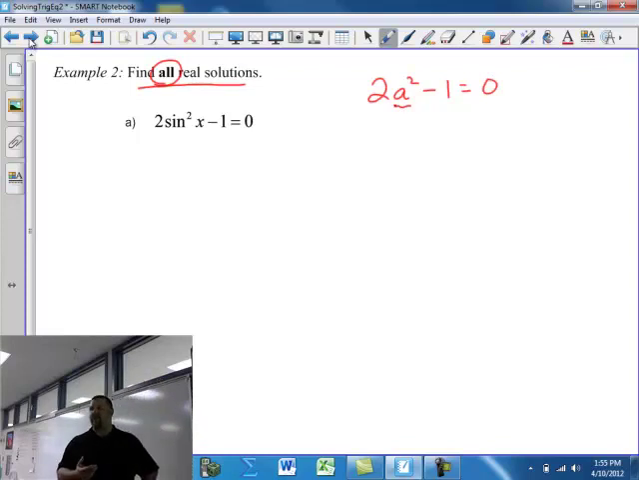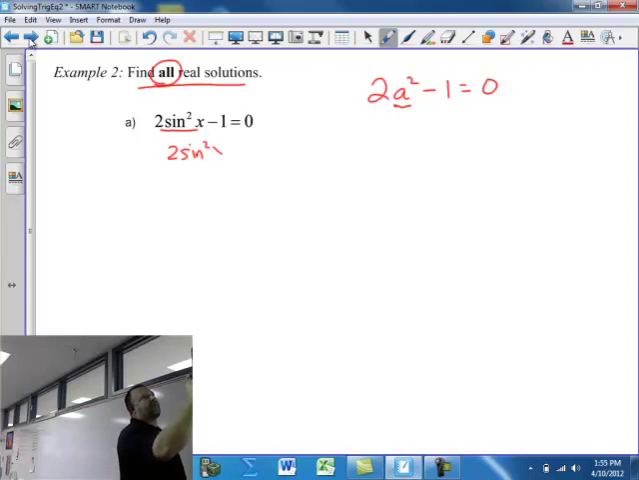I can. And then I take a square root, and don't forget the plus or minus in your answer. Right. So we're going to isolate the sine squared of x part first. Okay, so we're going to add 1, divide by 2, and we just divide both sides by 2, and we get sine squared of x equals 1 half.